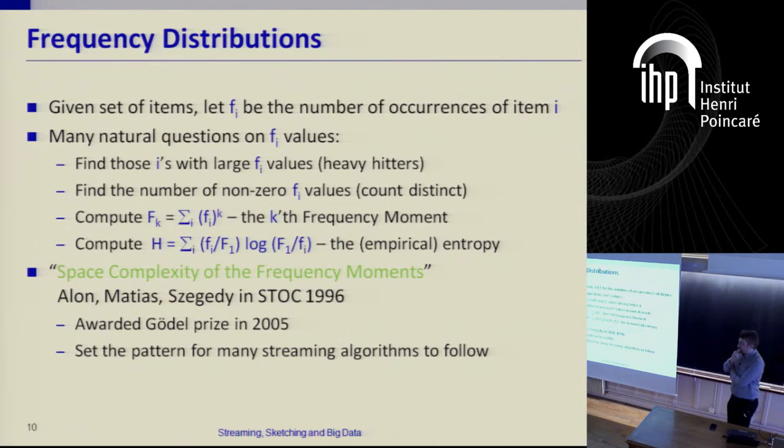So this study, historically, I realized we're now about in the 20th year of really focusing on this question, going back to this groundbreaking paper of Alon, Matias and Szegedy, 1996, awarded the Gödel Prize about 9 years later. This was the first paper that really formulated these questions. It looked at F0, the count distinct, F1, F2, F3: how can we compute these in limited space?